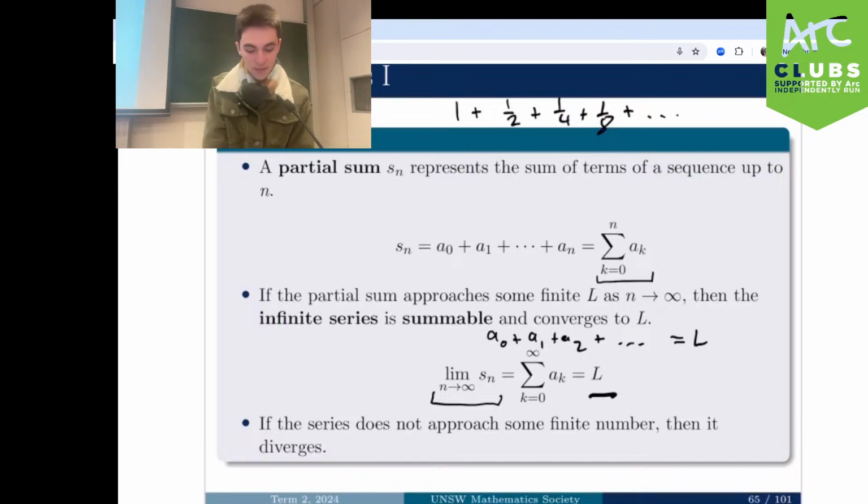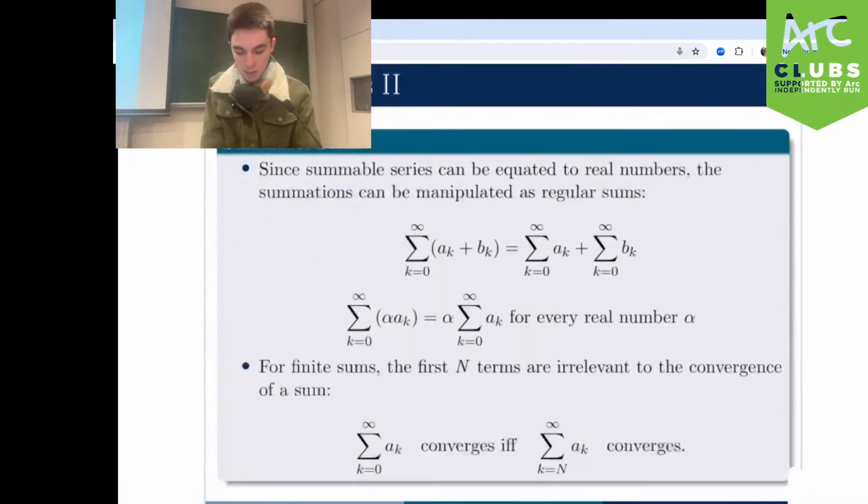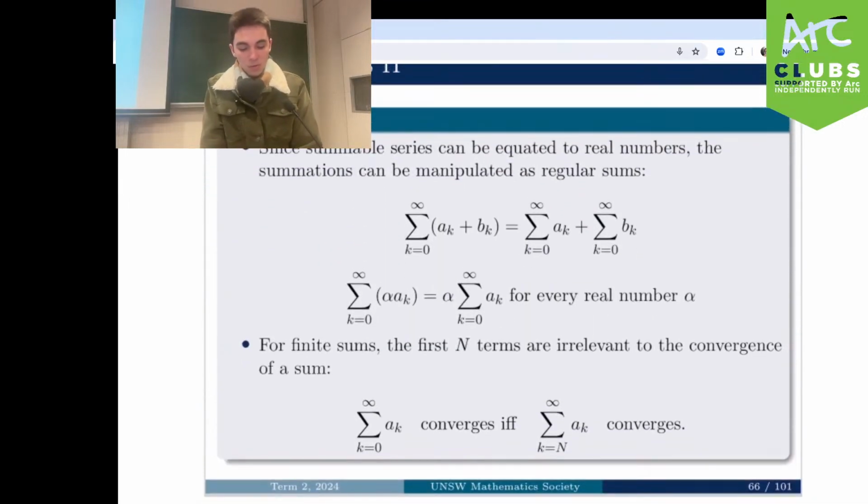And conversely, if it does not approach any finite number, then it diverges, and the series is not summable. So, if a series is summable, then it's equal to just some real number, so we can manipulate them the same way that we do with real numbers. Specifically, if we want to add two series, a series with its terms equal to the sum of the terms of two other series is going to converge to the limit of the first series plus the limit of the second series, right? So you can just separate them out like that.